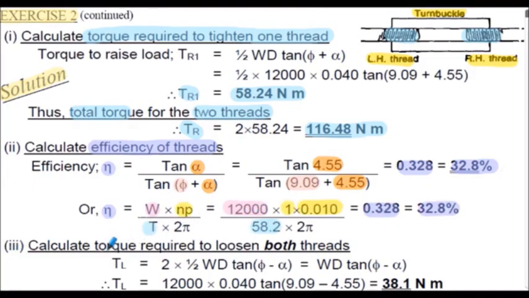And finally we have to calculate the torque required to loosen both of the threads. Maybe that's TL here. So in this formula I've actually accounted for the 2 threads here, which simplifies the formula to W D multiplied by tan phi minus alpha. Insert in the values. The torque required to unscrew both threads is 38.1 Newton meters. That's the end of the solution for exercise 2.